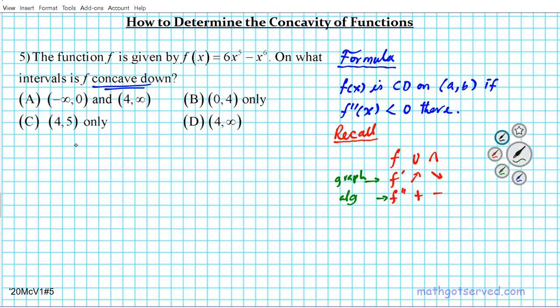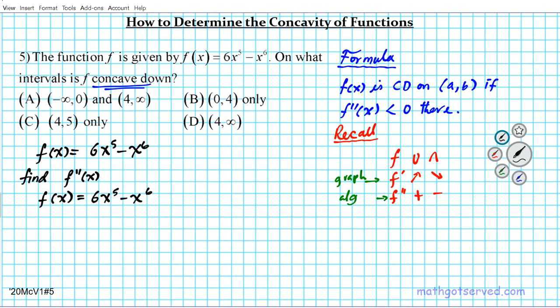Okay, now let's see. Where are we at? So we're starting with the function f of x equals 6x to the 5th minus x to the 6th. Since this is an algebraic representation, we need to find the second derivative, okay? Find the second derivative and then look for the critical values of the second derivative and figure out what intervals around the critical values do we have a negative sign for the second derivative, okay? All right, let's do it.